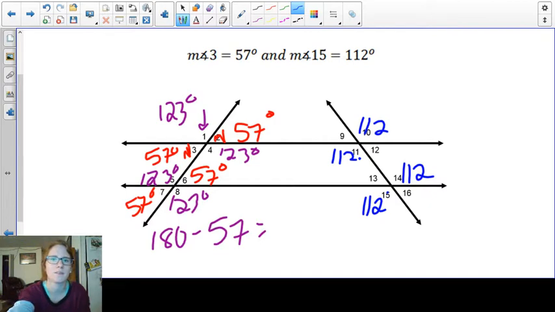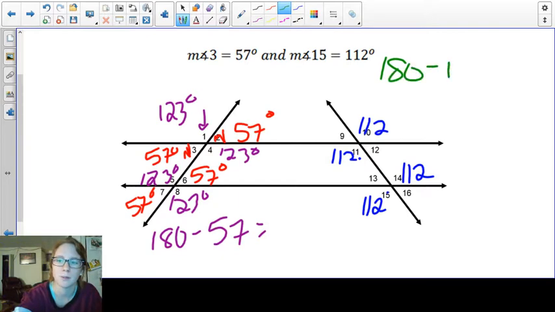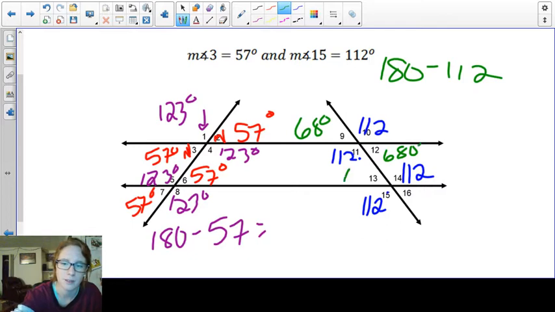So then likewise, to find 9, 12, 13, and 16, I'm going to take 180 minus 112, which gives me 68. So that means all these other angles are 68 degrees.